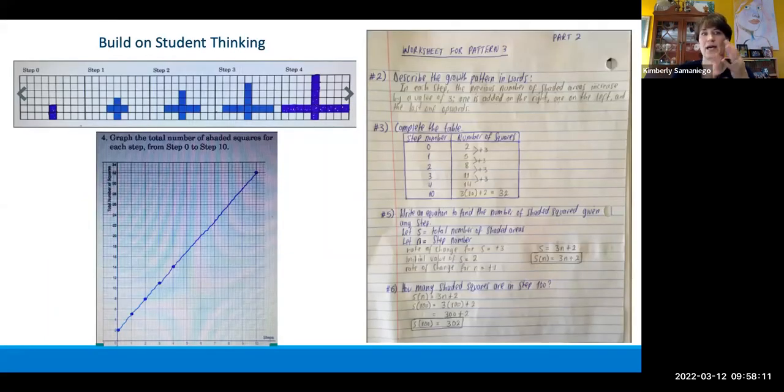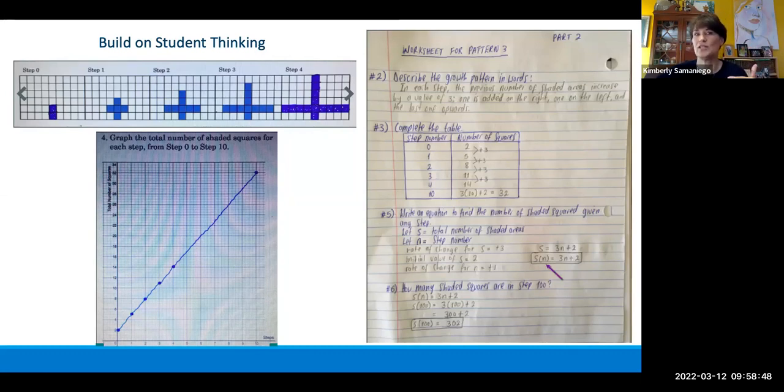The student downloaded parts of the graphic organizer and filled those, took a picture, and for the steps, they had to draw step 0. They had to graph the relationship between each step and the number of squares that are shaded. And then they had to answer questions in there about write in your own words, what is the growth pattern, complete the table, and then write an equation, and then find how many squares would be shaded in step 100.